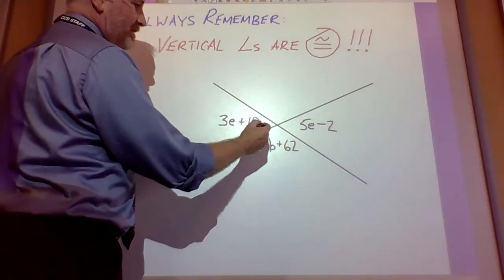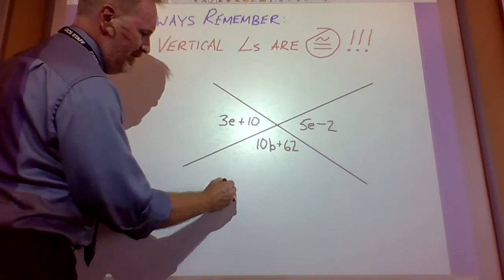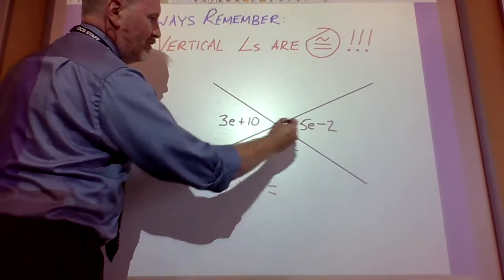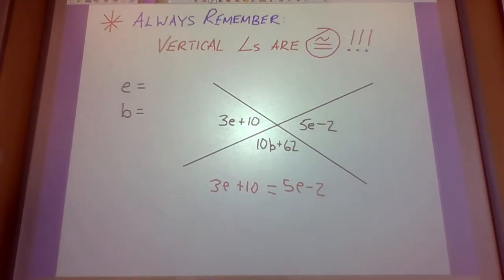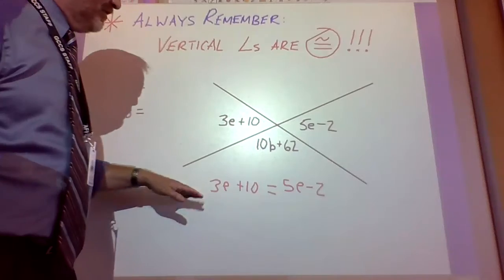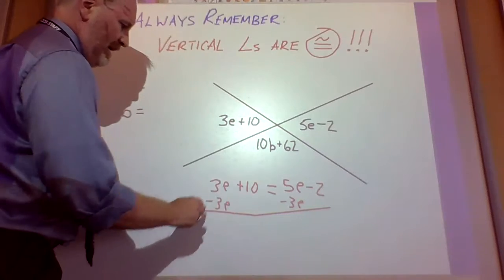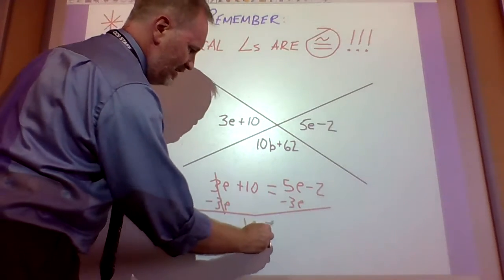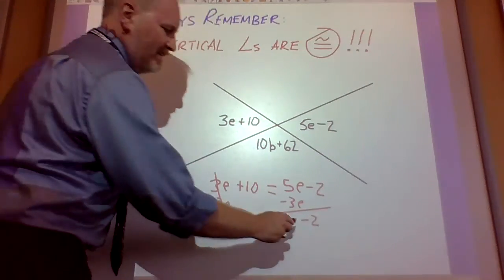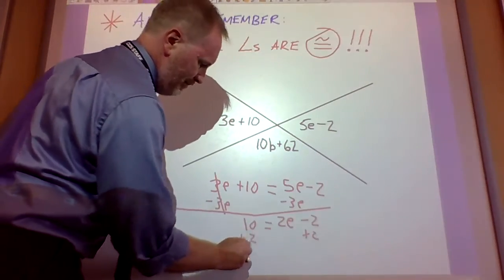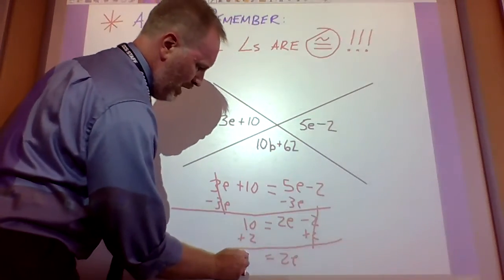So this 3e plus 10 is equal to the 5e minus 2. So that's what I'm going to say. I'm going to say 3e plus 10 is equal to the 5e minus 2. All right, so we're going to take a few seconds and solve that. Again, this is a school bully situation. I'm going to go minus 3e, minus 3e. And I'm going to get 10 equals 2e minus 2. And then I'm going to get rid of the minus 2 by adding 2 to both sides. That cancels out, so I get 2e equals 12.